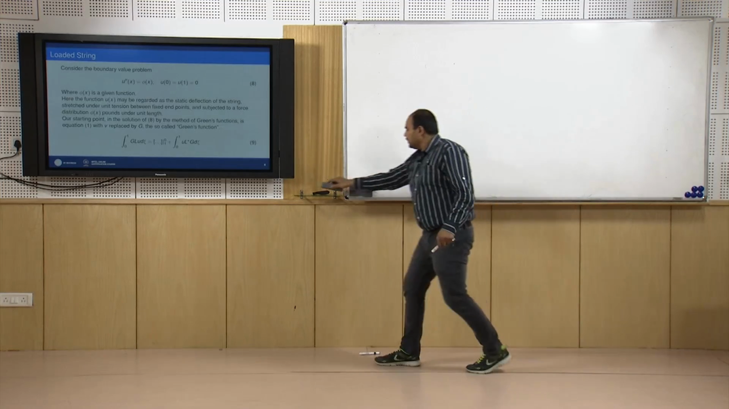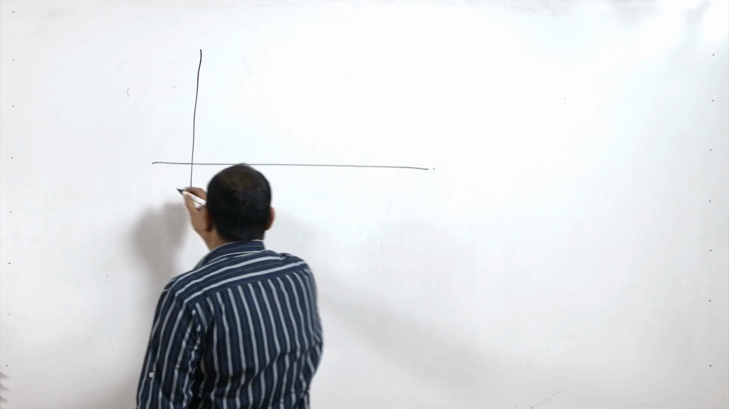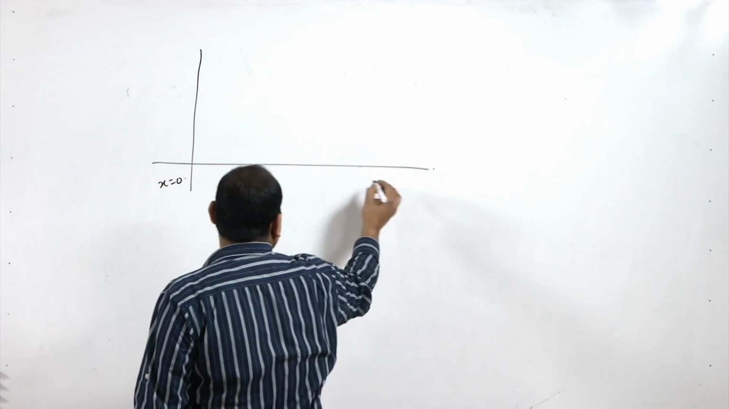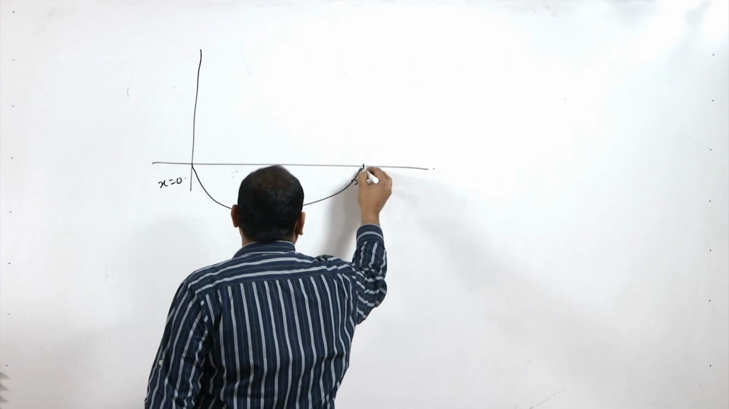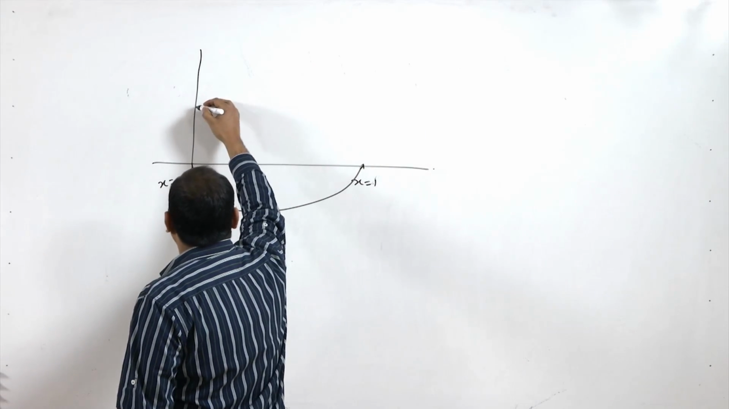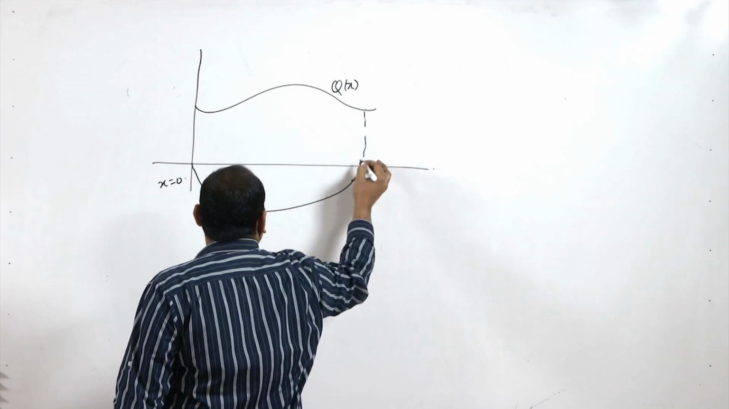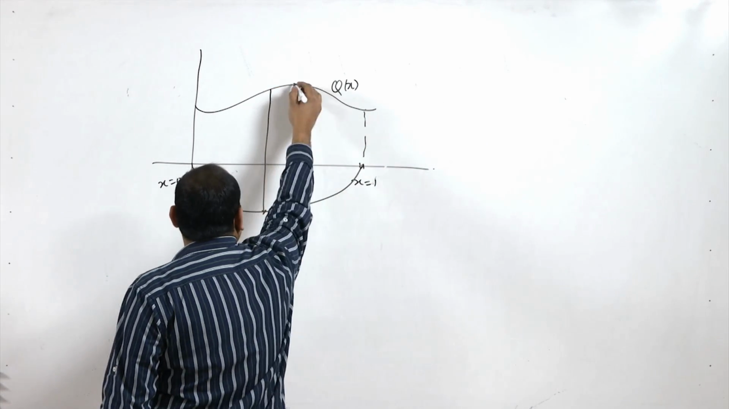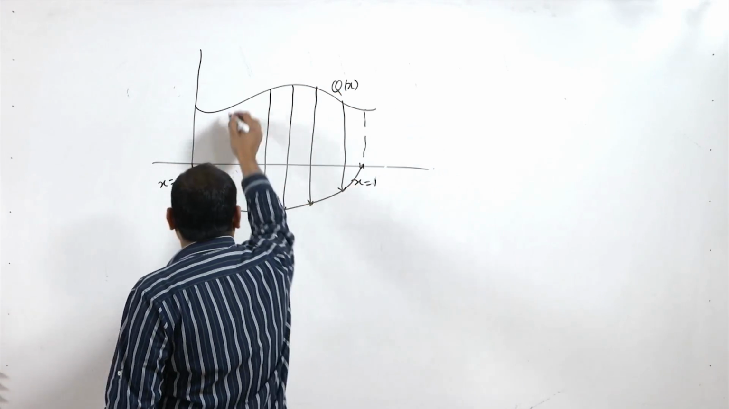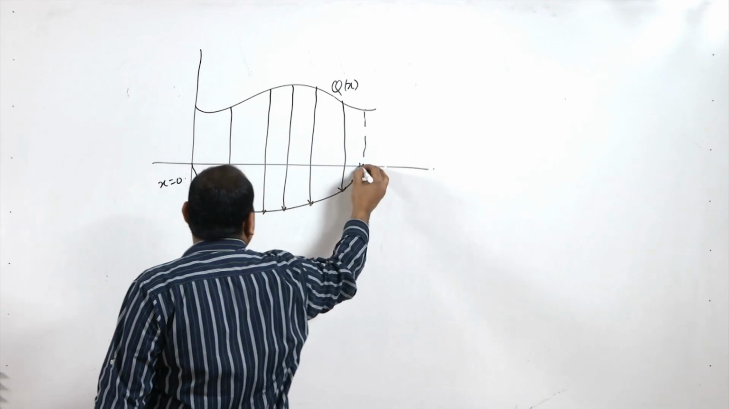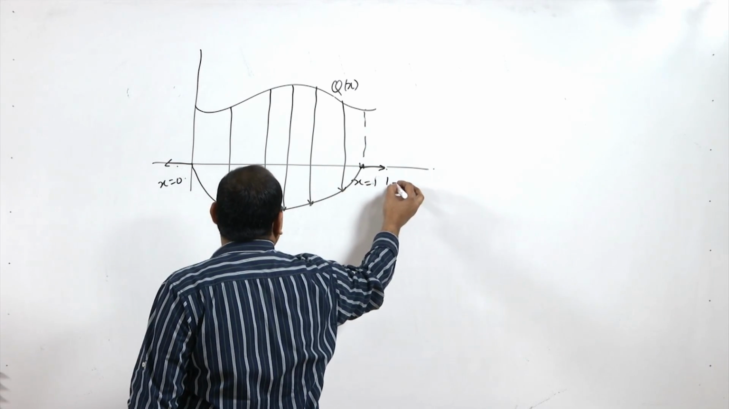under unit length. Here we can draw it like this. So here we have x = 0, and here we say that x = 1, and between these two fixed ends we have a string attached here, and we have a force, say phi(x), a force distribution, and it is acting on this string, and this is unit length.